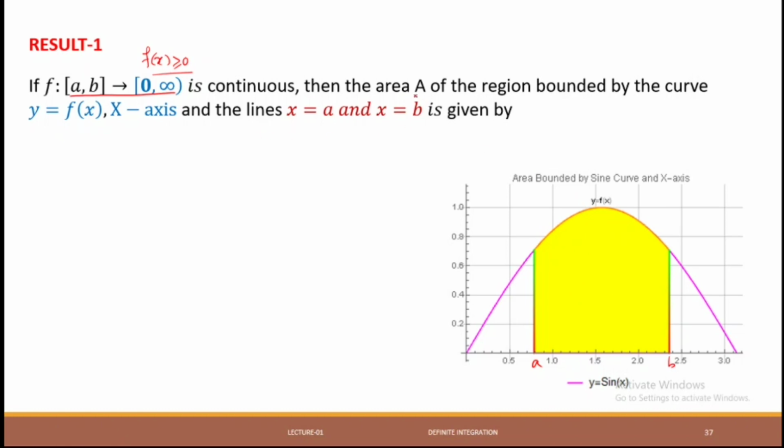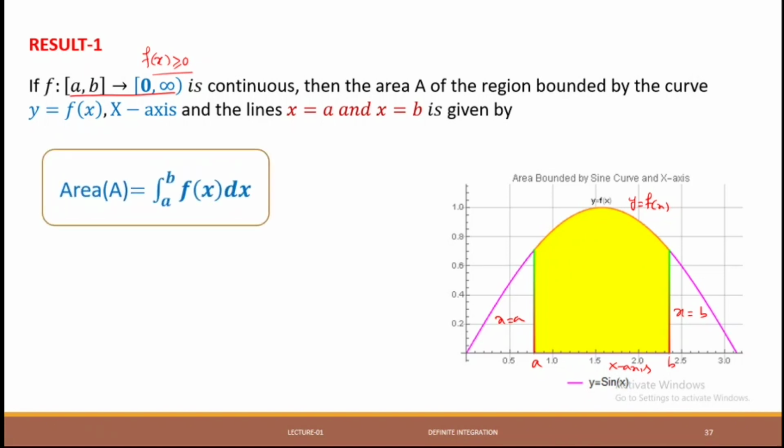Now the area A of the region bounded by the curve y = f(x). This portion of the curve is y = f(x), this is the line x = b, this is the line x = a, and this is the x-axis. The area bounded by these four curves, namely y = f(x), the x-axis, x = a and x = b, is given by A = integral from a to b of f(x) dx.